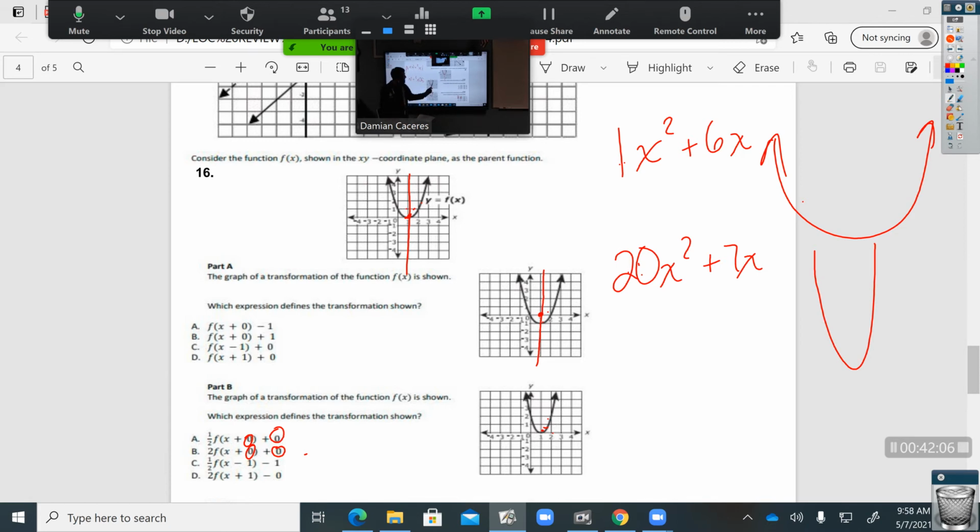Now, which one makes the graph skinnier? Multiplying it by a half or multiplying it by 2? Multiplying it by 2. You with me? So simple things to get right. Like I said, as long as you remember that left or right goes in the parentheses and up or down goes outside. Clear?